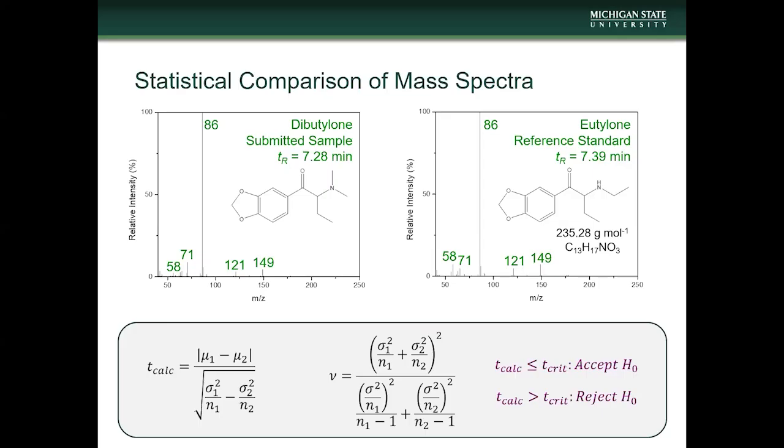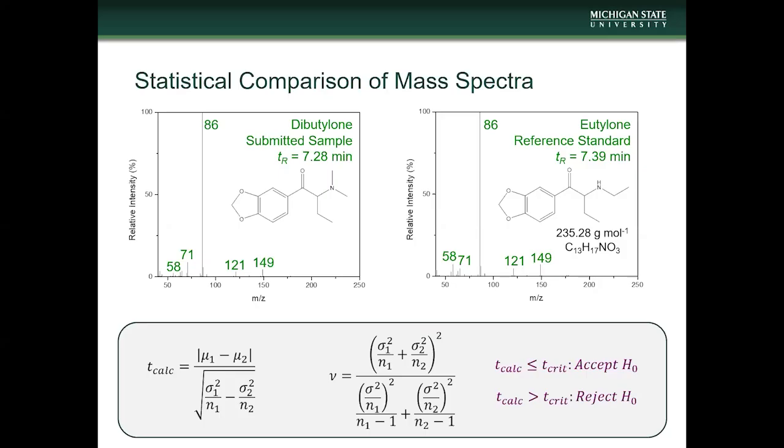So to perform this method for two spectra, we basically compare each ion in the scan range. So in these two spectra that I'm showing on the slide here, the scan range begins at mass to charge 40. So we compare the intensity of mass to charge 40 in the sample compared to mass to charge 40 in the reference spectrum, and we perform the t-test to evaluate whether we're accepting or not accepting the null hypothesis.